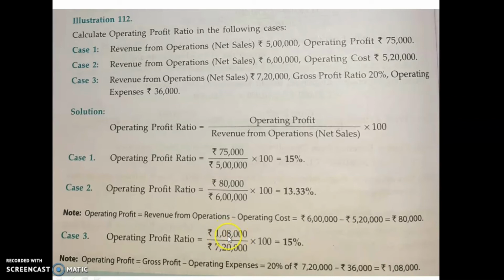Substitute this amount in the formula. Operating profit you got through the working note, 1,08,000, divided by sales in case 3, which is 7,20,000, into 100. The answer what you will get is 15%.